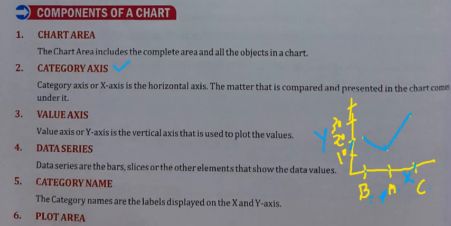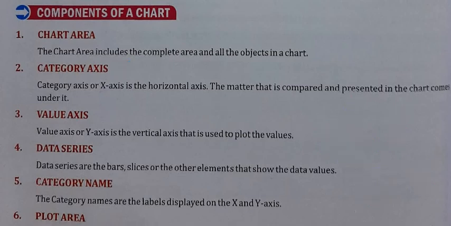Understood? So we can say the category axis, or x-axis, is a horizontal axis. The matter that is compared and presented in a chart comes under it. The value axis, or y-axis, is the vertical axis that is used to plot the values. I hope you are getting it, right? And the chart area we already know: whatever components are there of the chart are inside it. All this comes under the chart area.